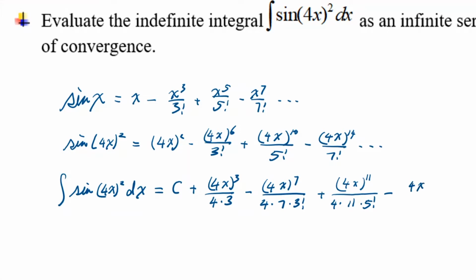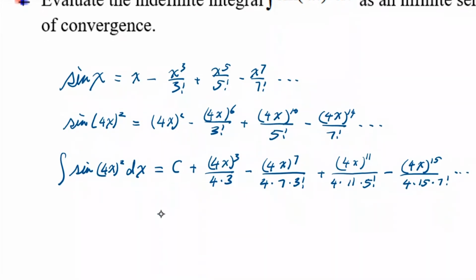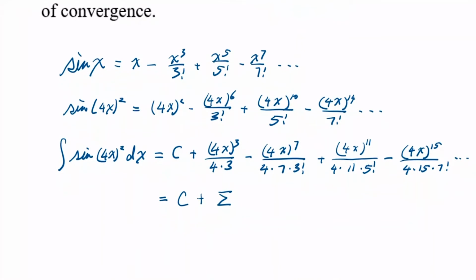Minus 4x. And the next one is 15. So we'll have 4 times 15 times 7 factorial. Okay. We cannot get rid of c because that's just the constant of integration, right? We need more initial values. So that's c plus, can we put the rest of them in sigma? What do you say? Starting with this term. Good. Alrighty. What do you want to start the index with? That's kind of tricky here.